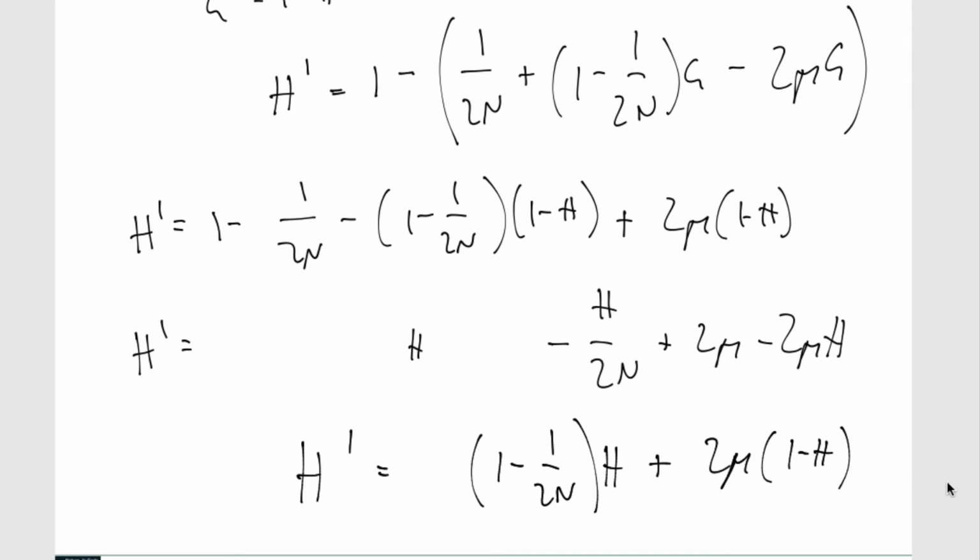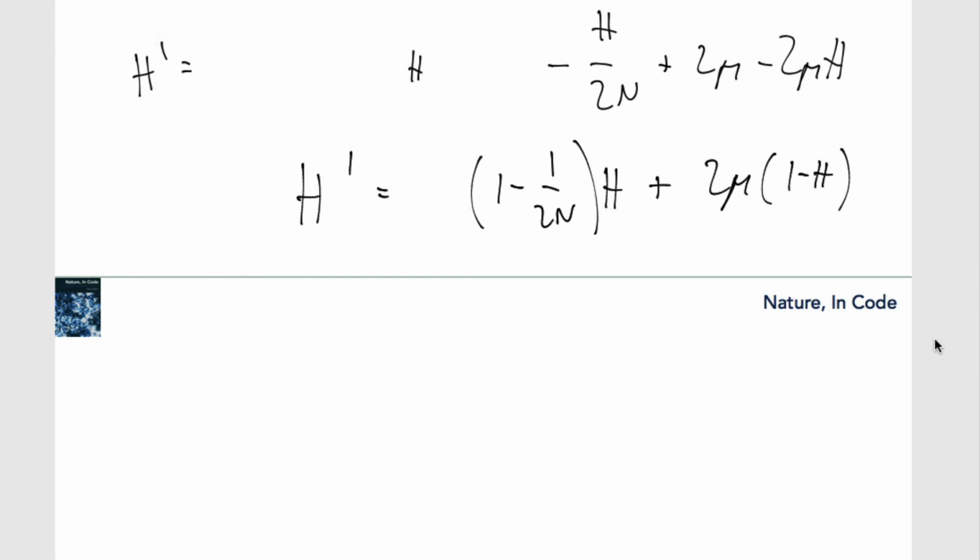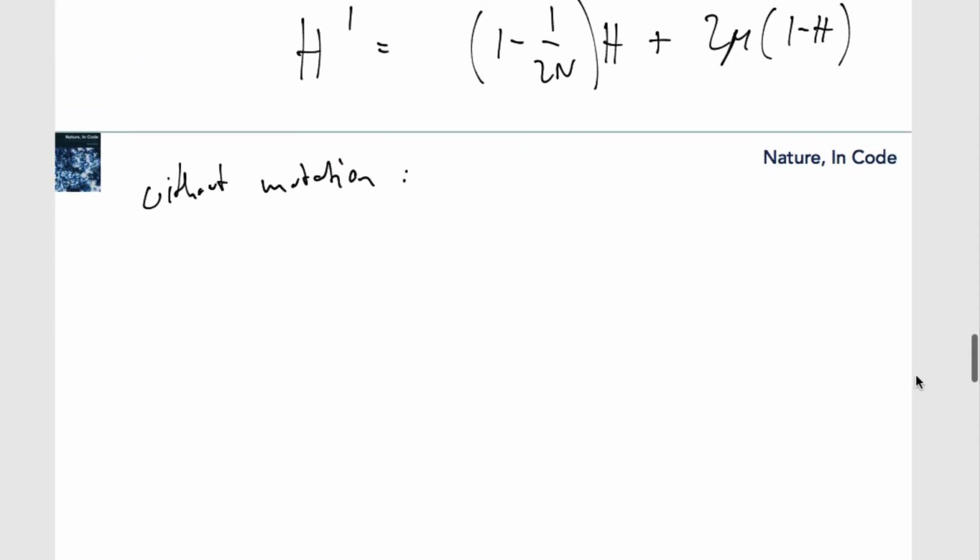Because what's happened here now is actually quite remarkable. We have an equation here that is quite similar to the one that we developed before. Remember, without mutation, we derived the following equation. We derived h in the next generation is simply 1 minus 1 over 2n times h in the current generation. And because there's a minus here and this term is going to be positive, we realize h is always going to get smaller with every generation.